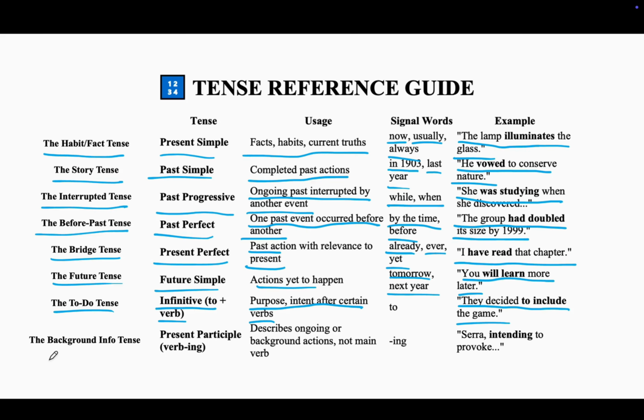Next up, we have present participle, the background info tense. Present participles are verbs ending in -ing. They give background or ongoing action, not the main verb. That's why I call it the background info tense. For example, walking through the forest, she admired the trees. The main action is she admired the trees. The phrase walking through the forest just gives the background information.